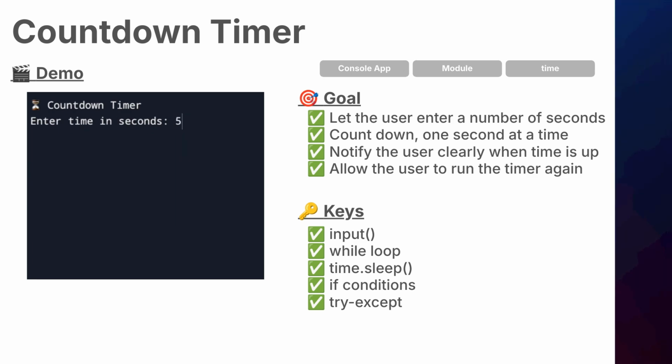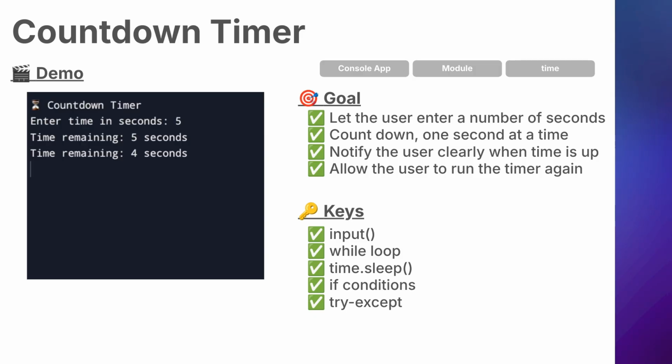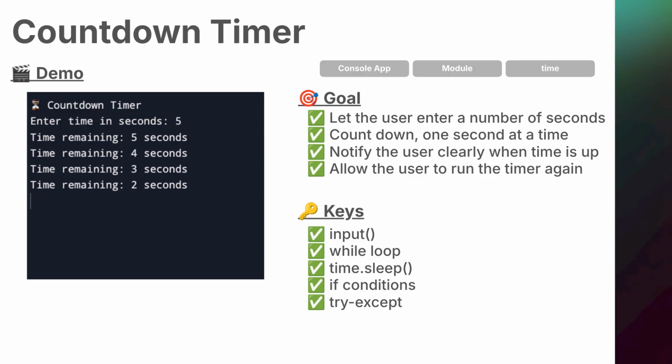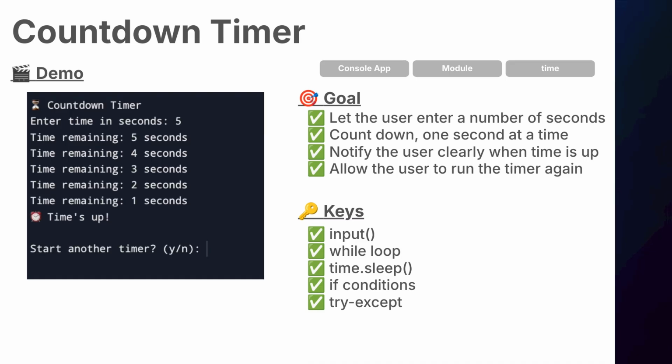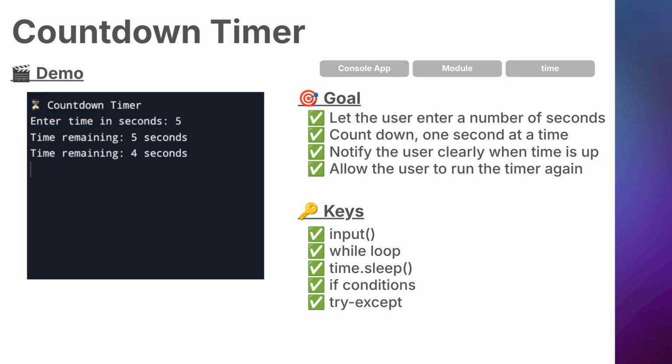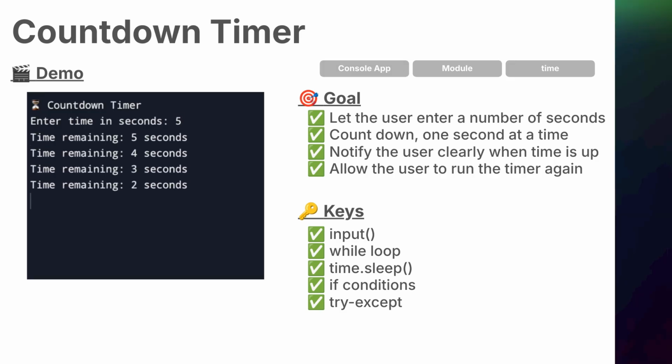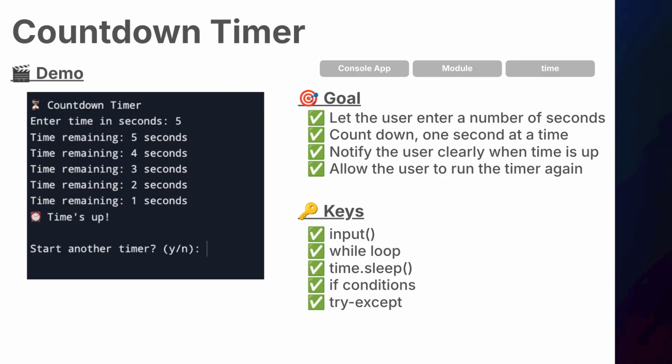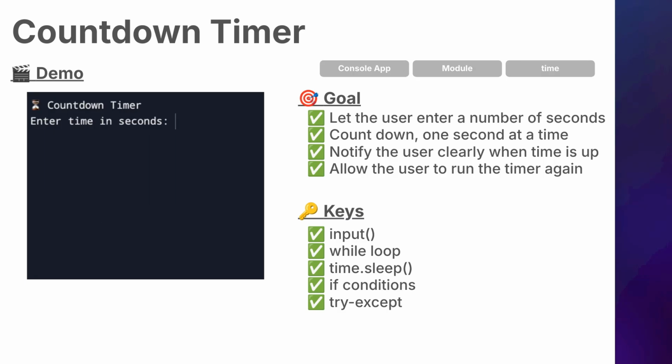While building this, you'll practice several core Python concepts. You'll use input to receive data from the user and store it in variables. You'll use a while loop to repeat actions until the timer reaches 0. You'll rely on the time module to pause the program for 1 second at a time, and you'll use if conditions and try except blocks to handle invalid input safely without crashing the program.